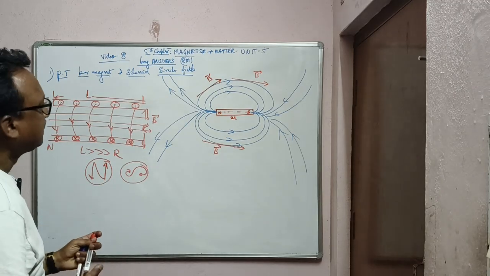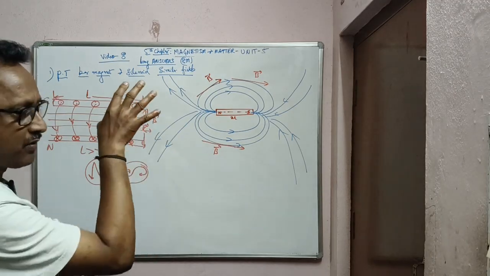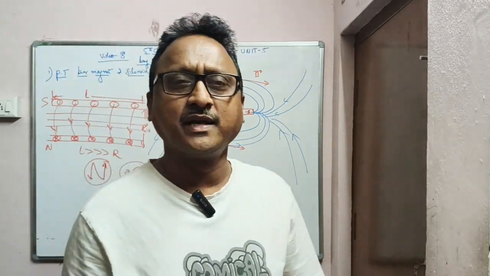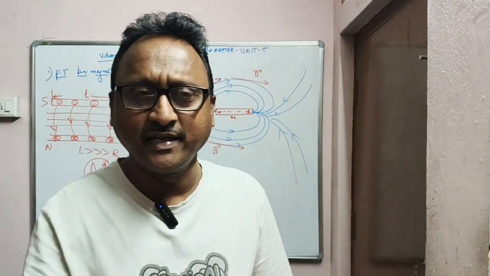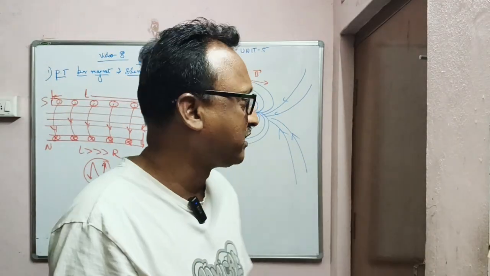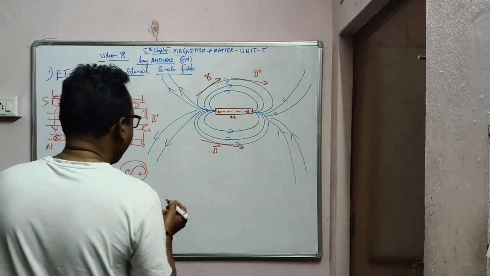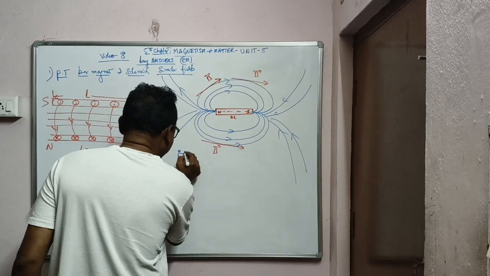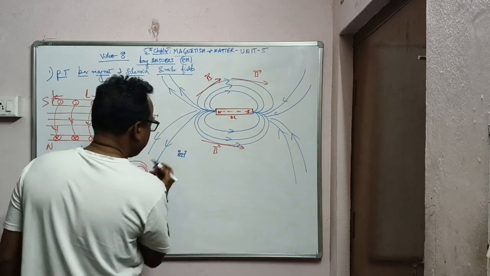Clear? Just as in a bar magnet the lines go from north, because we all know in magnetism, monopoles never exist in nature. Even if you cut the magnet into the smallest piece in the universe, that small piece still acts as a magnet with north and south poles.